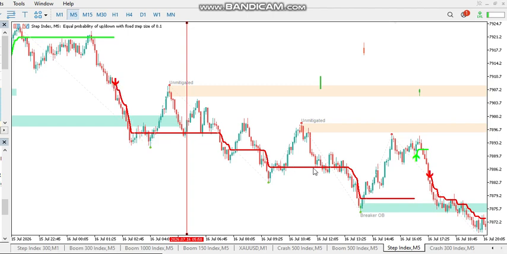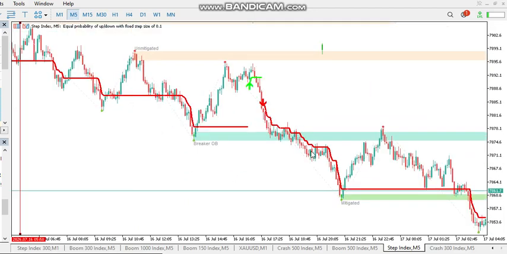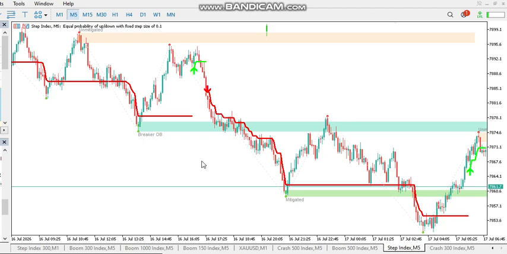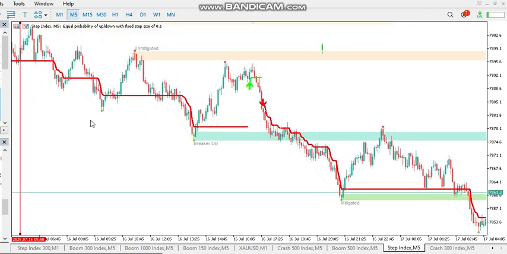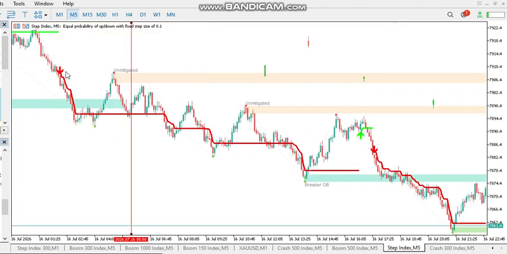You can see this particular arrow indicator, but this particular arrow indicator does not reprint. You have to understand that first. But we also have our mitigated level, and we have our breaker level in the market. We have those areas, which are the mitigated, our breaker OB, and we have our mitigated level in the market, with our arrow signal.